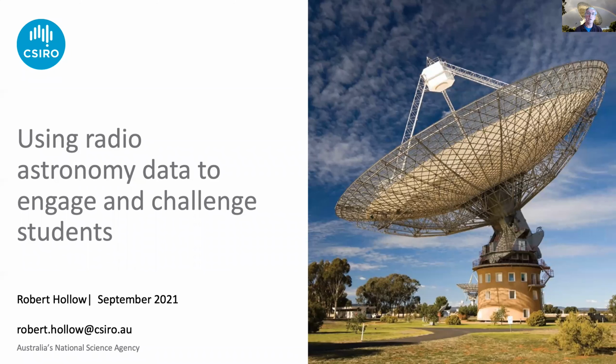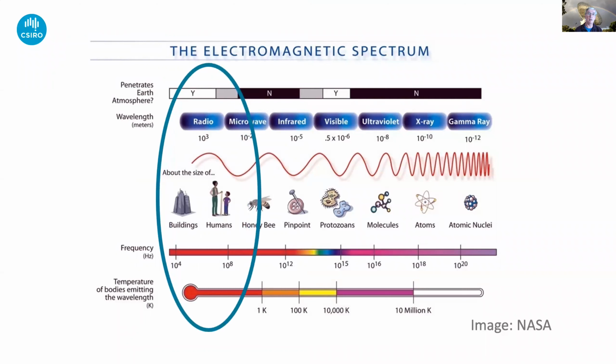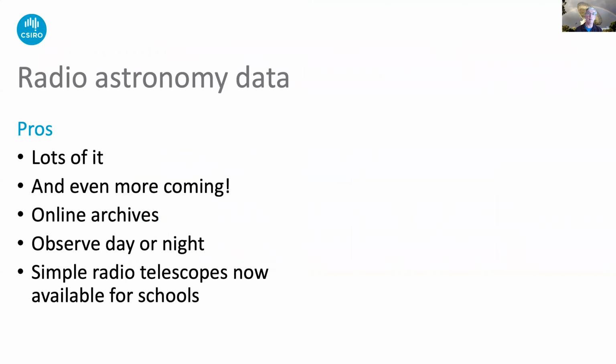So today I'd like to share some ways in which you can introduce students to concepts of radio astronomy and use data in a range of activities. So we're talking here about utilising the radio part of the electromagnetic spectrum, the long wavelength, low frequency, low energy component. And with the data we're talking about, one of the advantages we have is there's lots of it, and there's a lot more coming with all our new telescopes. Much of this is freely available in public archives online.